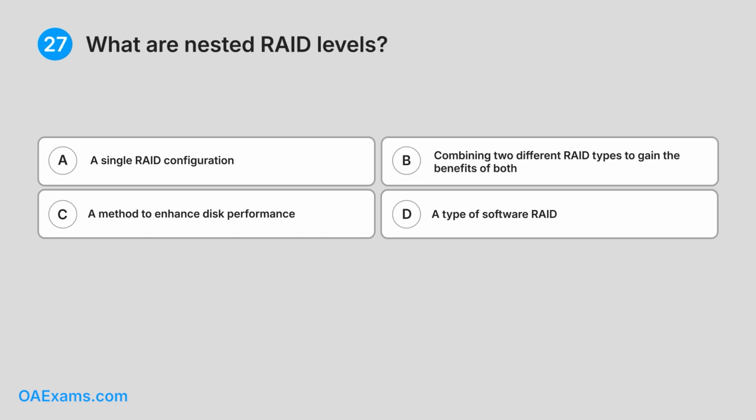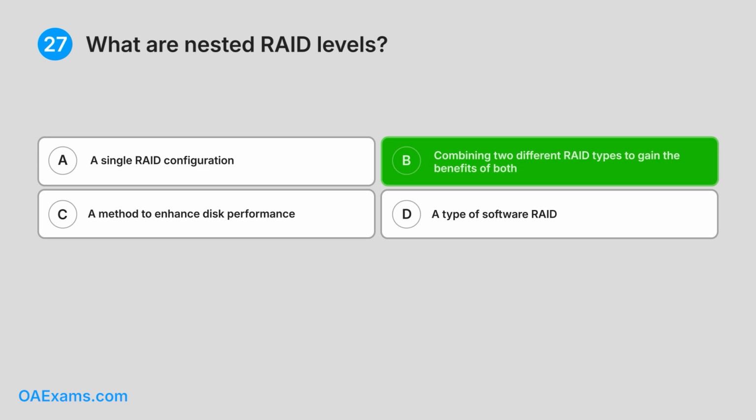27. What are nested RAID levels? A. A single RAID configuration. B. Combining 2 different RAID types to gain the benefits of both. C. A method to enhance disk performance. D. A type of software RAID. Can you guess the answer? Correct answer: B. Combining 2 different RAID types to gain the benefits of both.